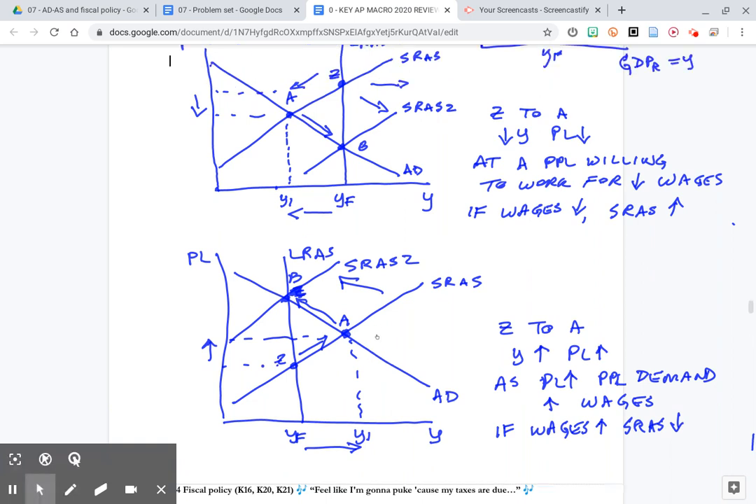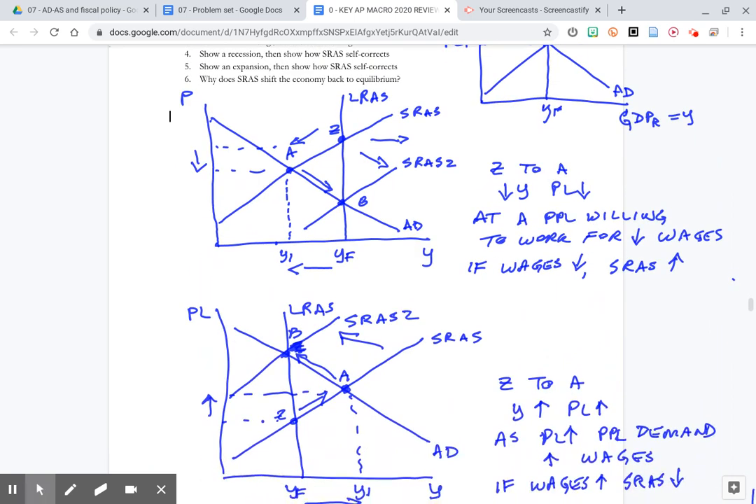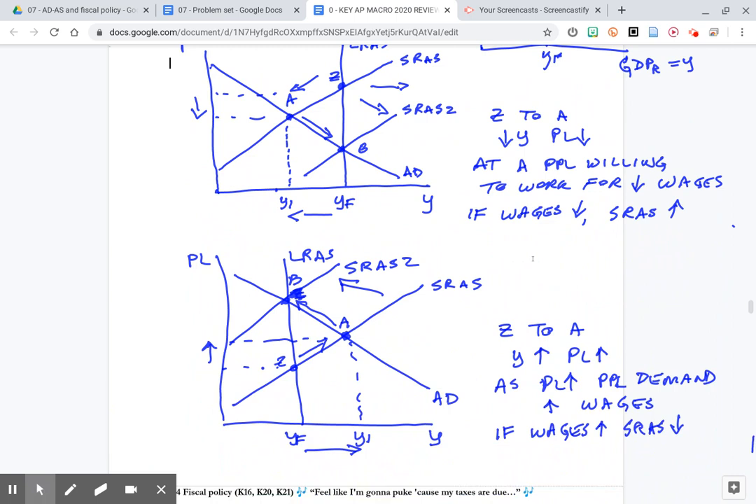So the short explanation for why SRAS shifts the economy back to equilibrium, which is probably going to appear on the AP exam, would be because as people adjust to the change in price levels, moving from equilibrium to the disequilibrium point from Z to A, higher prices are going to cause them to ask for more wages. And as the wages rise, that's going to change SRAS.